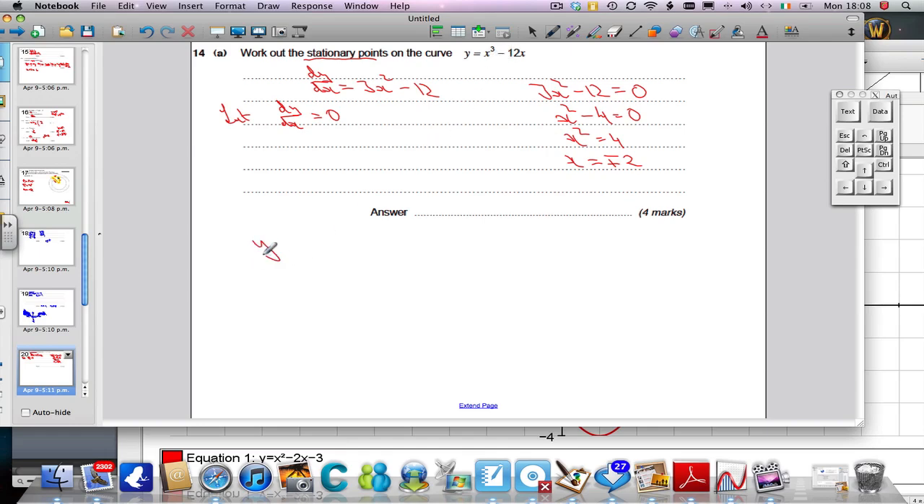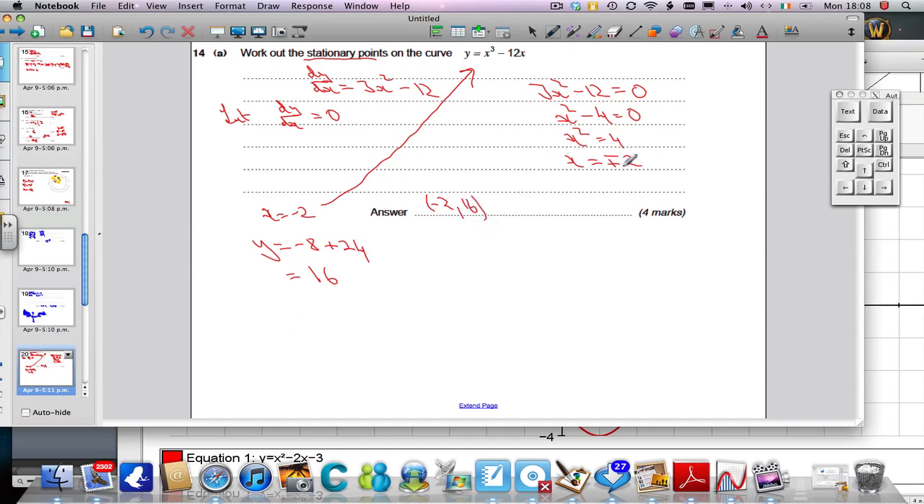So we're doing x equals -2. I'm going to substitute it back in here. When x is -2, we get -8, and -2 times -12 is 24, plus 24 gives us 16. So that means one of the stationary points is -2 and 16.